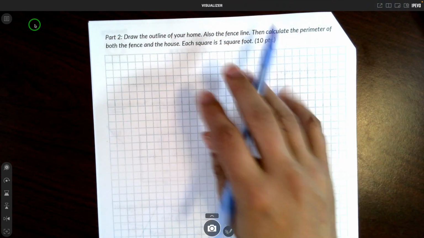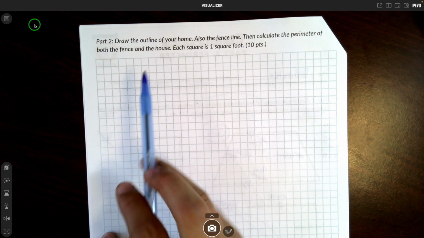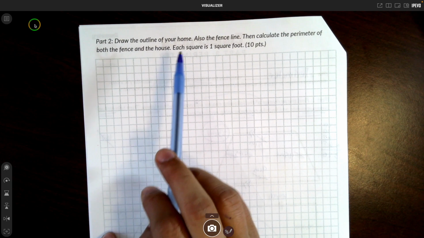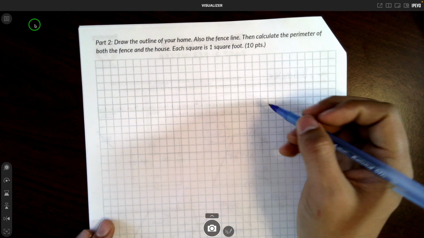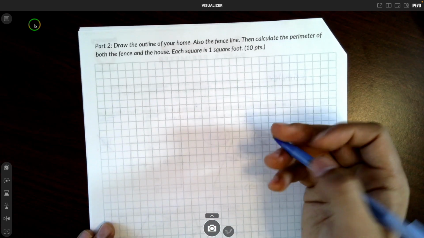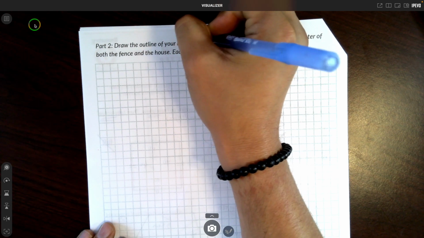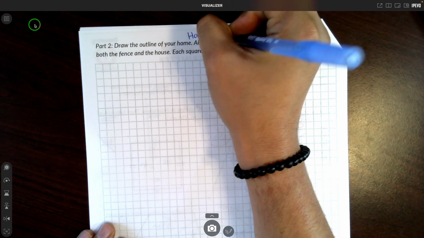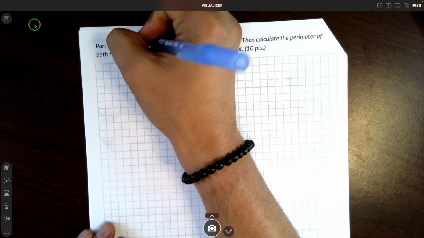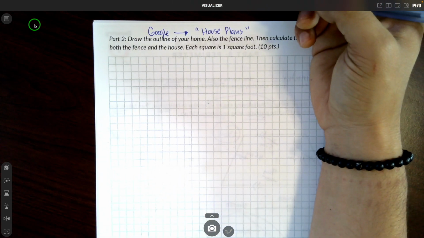Now, this is fun. This assignment is supposed to be fun. I love this one. It says, draw the outline of your home. You can also make up a home. You can find a home from Google. Just search house plans on Google. If you don't want to do your home, Google house plans, and you're going to see all kinds of plans.